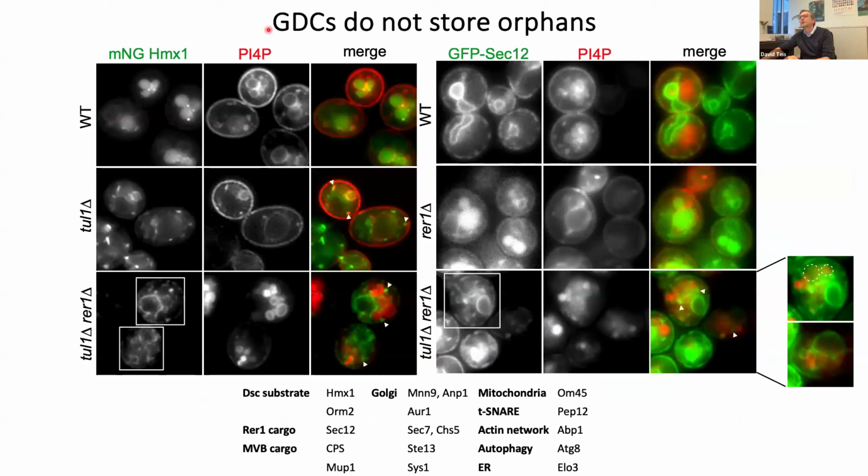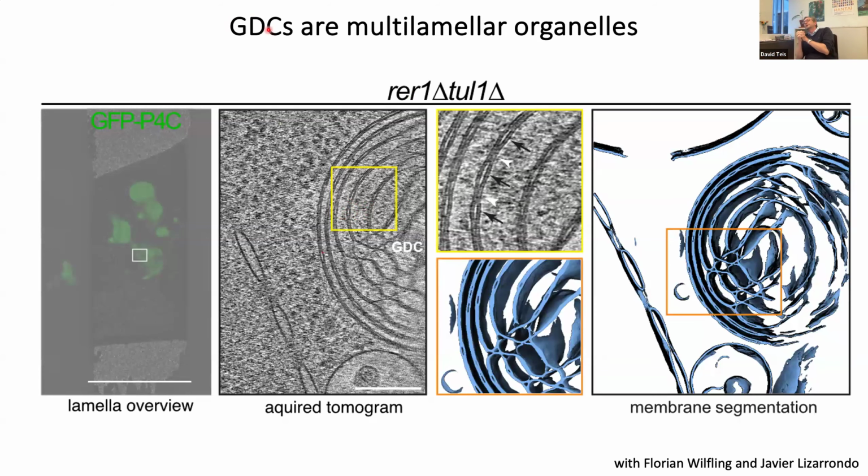I want to show you a little bit more on these GDCs. So what we immediately thought when we saw these multilamellar compartments was, this is going to be easy. It's like in escort mutants. You form these multilamellar compartments, and like in escorts, all the proteins that accumulate will accumulate also in these multilamellar Golgi-derived compartments. But we were completely wrong.